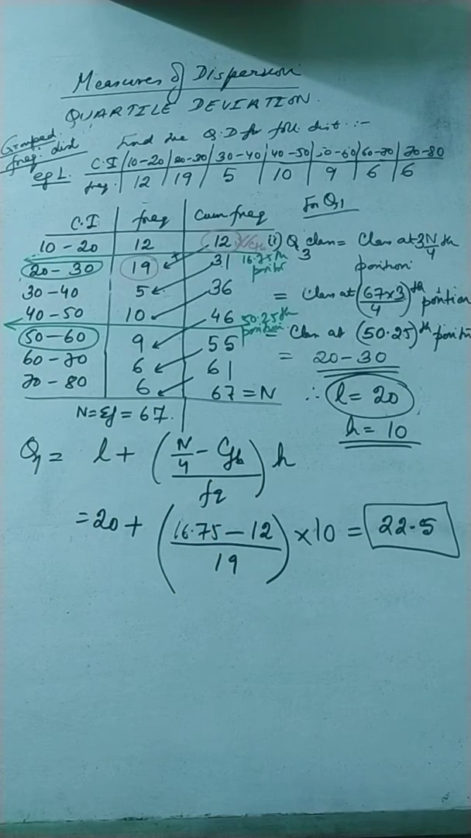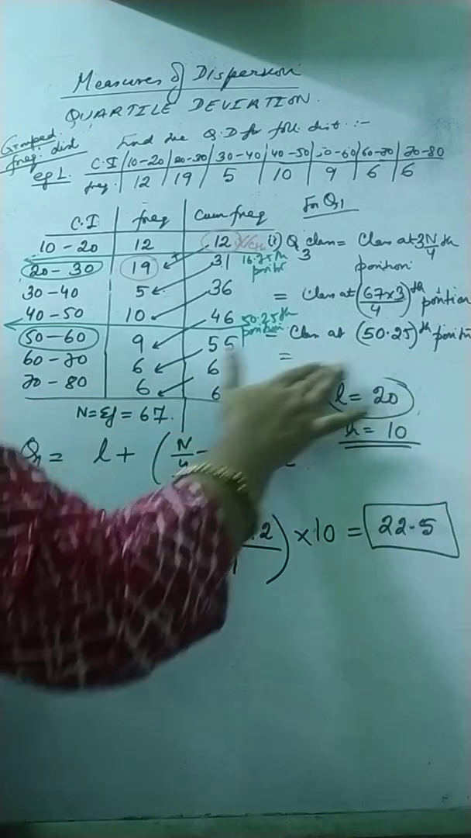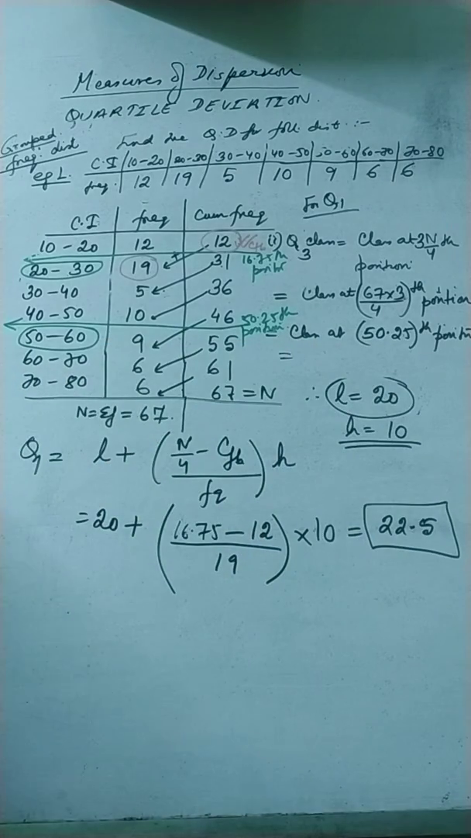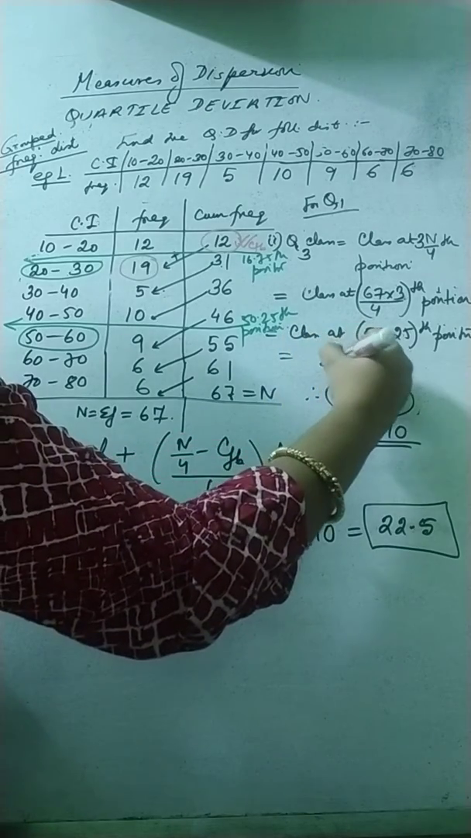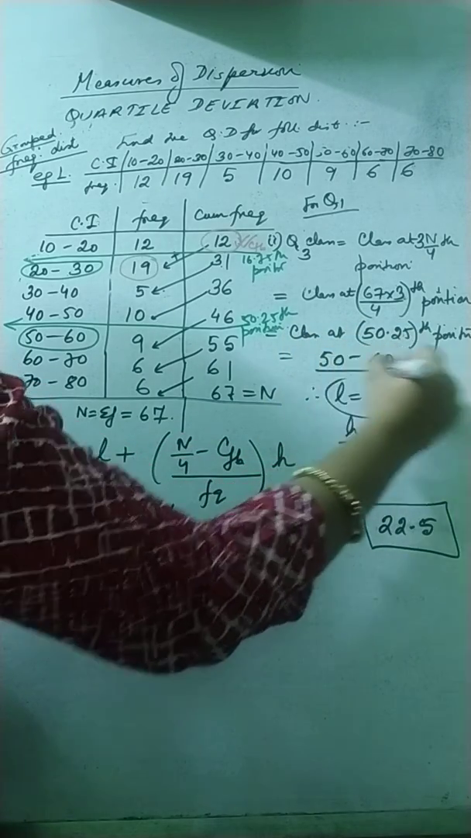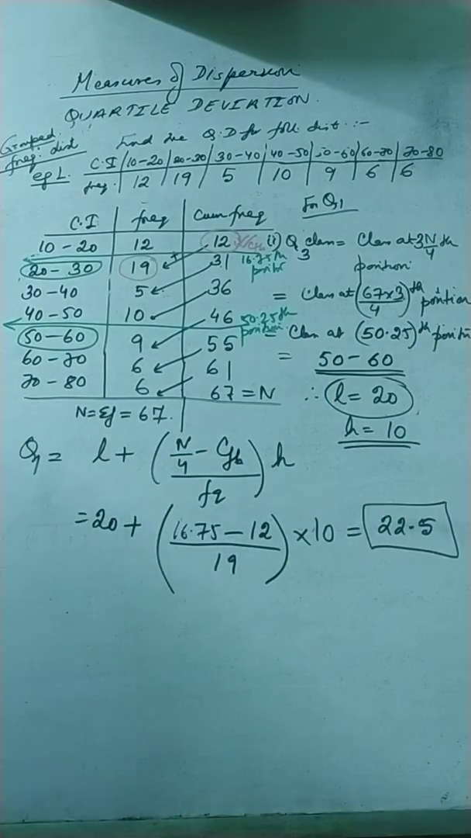Exam time, you don't have to write so much. You just have to identify the positions and the intervals. But since this is your first sum and you will refer to it for doing the other sums also, it's better you write it now. So what is the class interval therefore? It is becoming 50 to 60. So this is the class containing Q3.